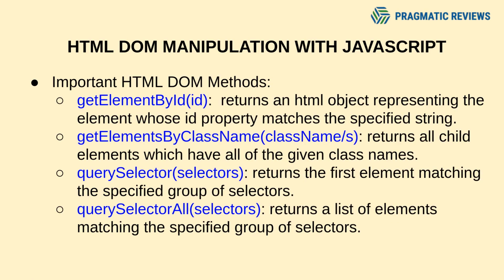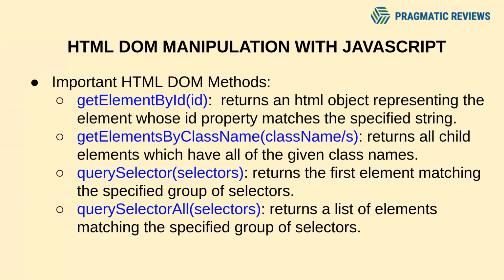Some of the most important HTML DOM methods are getElementById, getElementsByClassName, querySelector, and querySelectorAll. getElementById is a function that returns an HTML object representing the element whose ID property matches the specified string. So to this function, you pass an ID as an argument, and it's going to return the HTML object that has that value in the ID property.